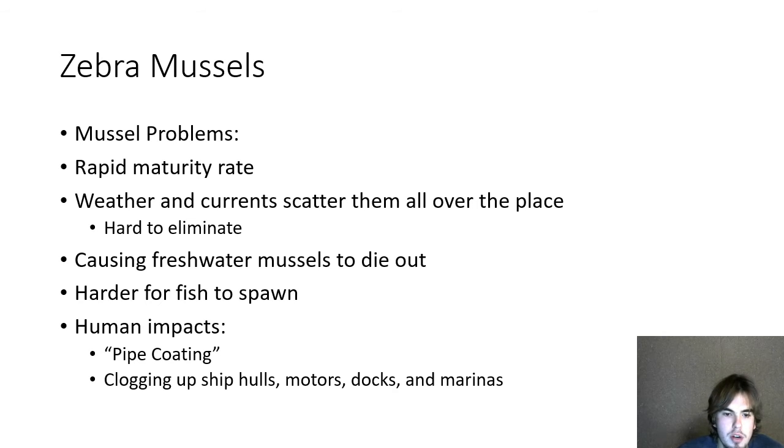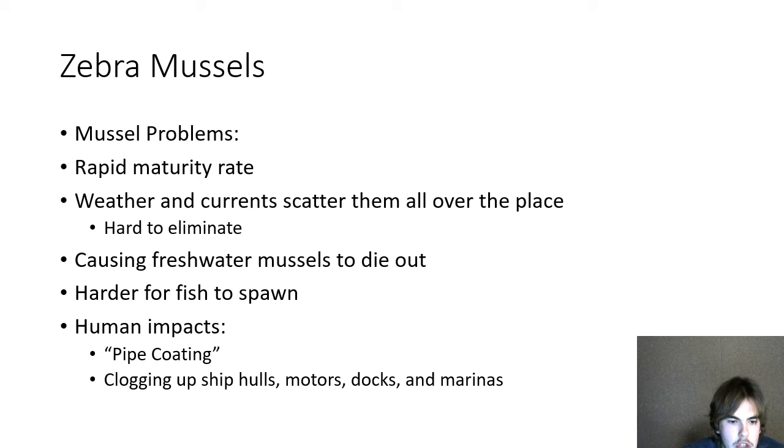They're also causing freshwater mussels to die out. They're much more efficient at their filtration methods than freshwater mussels are. So the freshwater mussels aren't getting enough food compared to the zebra mussels, so they're starting to die out in larger quantities. And because they are maturing so rapidly and spreading so rapidly, they are taking up locations in the environment that are typically good for fish to spawn and grow up. So it's a lot harder for fish to lay their eggs in a safe environment that isn't occupied by these zebra mussels, and it's a lot more difficult for these fish to grow and mature.